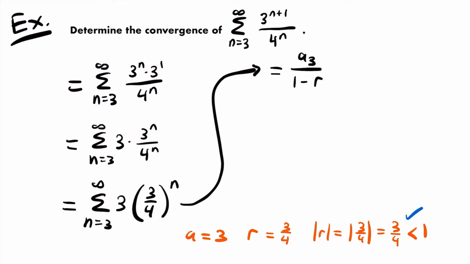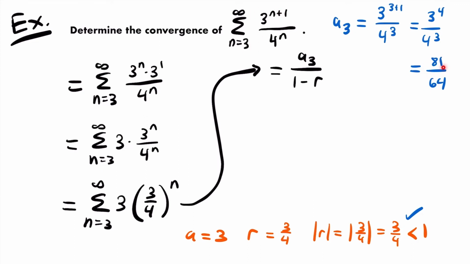So let's do a little side work. a sub 3 is going to be equal to the value of this expression when n equals 3. So we'll have 3 to the power of 3 plus 1 divided by 4 to the power of 3. If we simplify, this is equal to 3 to the power of 4 divided by 4 to the power of 3. And 3 to the power of 4 is equal to 81. So this is equal to 81 divided by 4 cubed, which is 64. And so we have 81 divided by 64. That is a sub 3, the first term of our series.